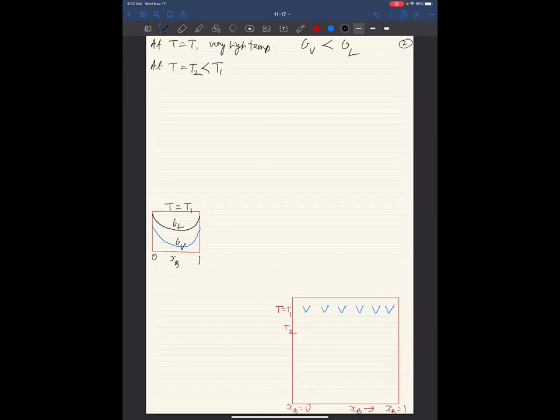Now we decrease the temperature. We again have xB going from 0 to 1, at T equal to T2. My question for you is, what will happen to the two curves? Will they move up? Will they move down? Which one will move more? How do we answer this question? And remember, this is at the same pressure. We haven't changed the pressure. All we have done is change the temperature. Go ahead.